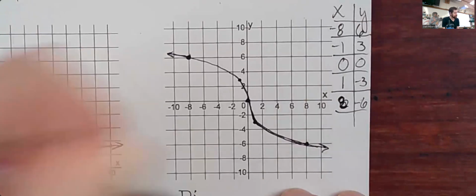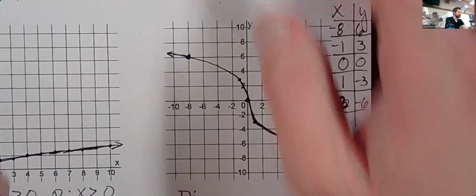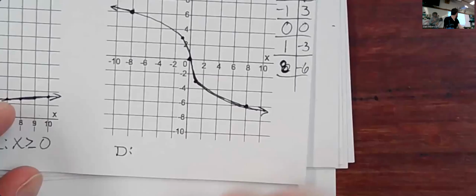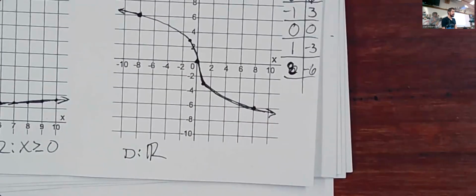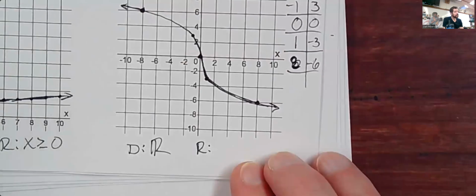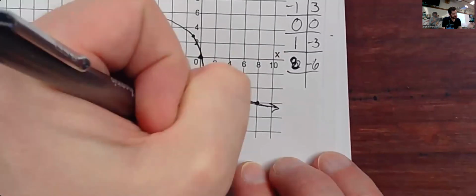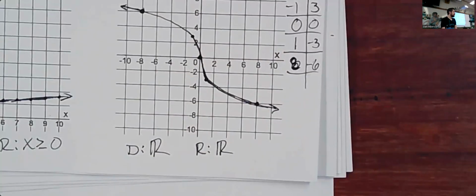Okay, so domain and range. What's our domain here? All real numbers, yeah, because this one's going left and right forever. So we can just do the symbol for real numbers, the double vertical line, capital R. And then range, what about range? All real numbers. Yeah, it's going up and down forever as well. So domain and range for those both all real numbers.